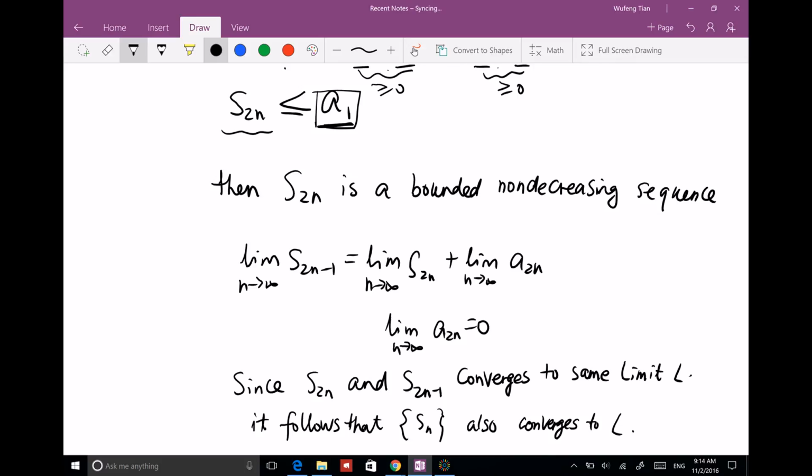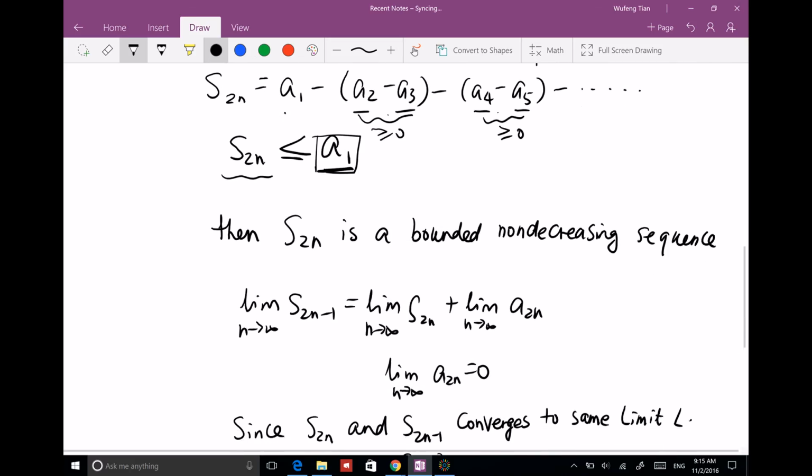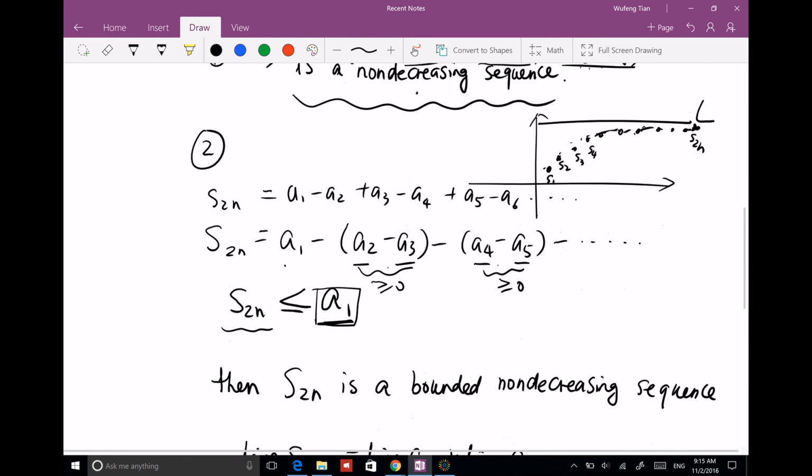If you look at the picture I draw here, it will make more sense to you, because the sequence is increasing but bounded. It's increasing, but it has a boundary on the top. So as long as you continue going, it will approach that boundary, or converge to that L. That's what it means. Okay, this is S1, this is S2, this is S3, this is S4, and S2n will converge to one point. So that's how we prove that the S2n, the Sn, is convergent.